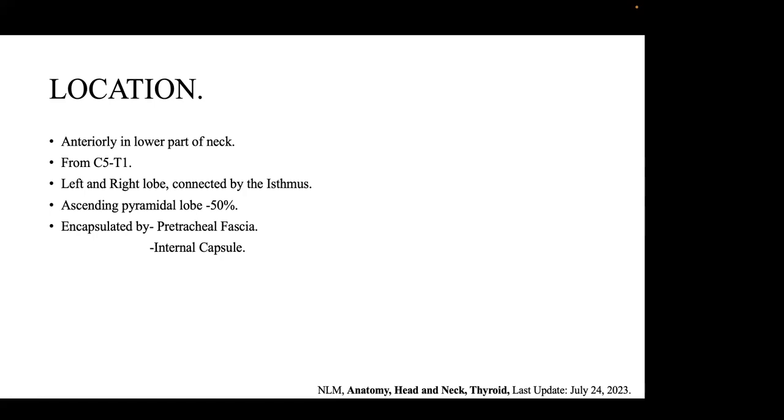And the true capsule is basically the condensation of connective tissues, and there are blood vessels which are present deeper to it. And the false capsule is the pretracheal fascia, which is basically derived from the pretracheal layer of the deep cervical fascia, and it will extend behind and form the Berry ligament behind it, and between these two zones is a vascular zone which is present here.